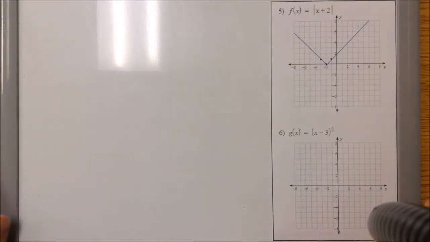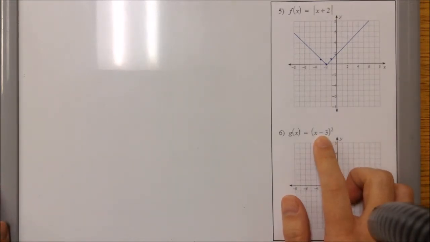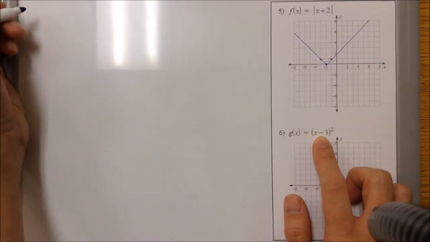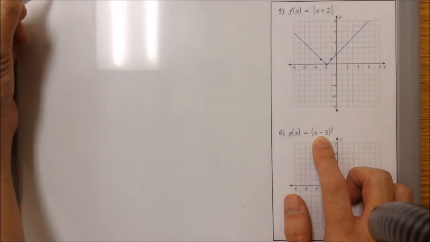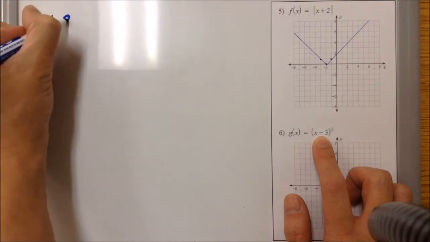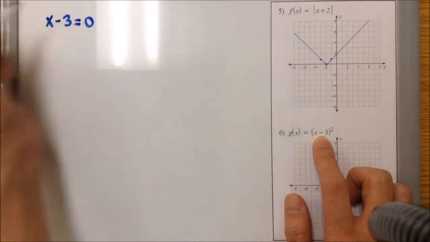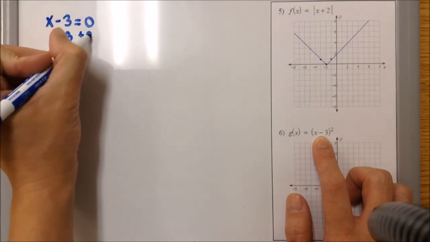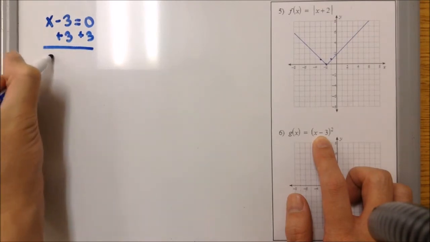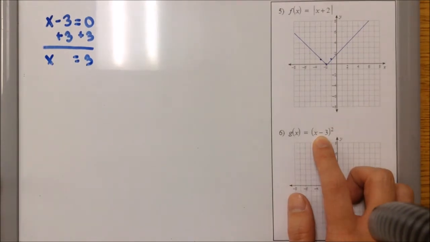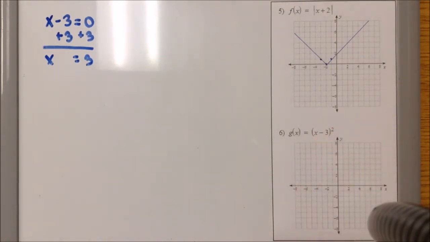So same thing as the last example. Since this number is within the function, we have to set this equal to 0 in order to find the x coordinate of the vertex. So we're going to do x minus 3 equal to 0, and then solve for x. So I'm going to add 3. Now it's x equal to 3. So that's our x coordinate. So we're going to do the same thing as before and make our xy table.